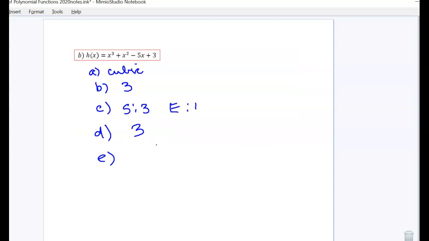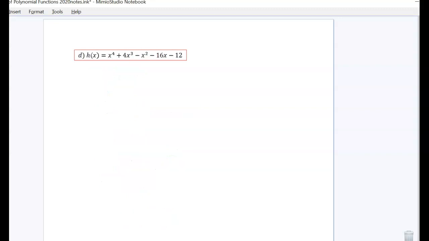Identify whether it has a max or a min. It has neither because it's an odd degree, so there's no highest or lowest point. And F says identify the y-intercept. Well, the y-intercept this time is positive 3, or again as a coordinate (0, 3).